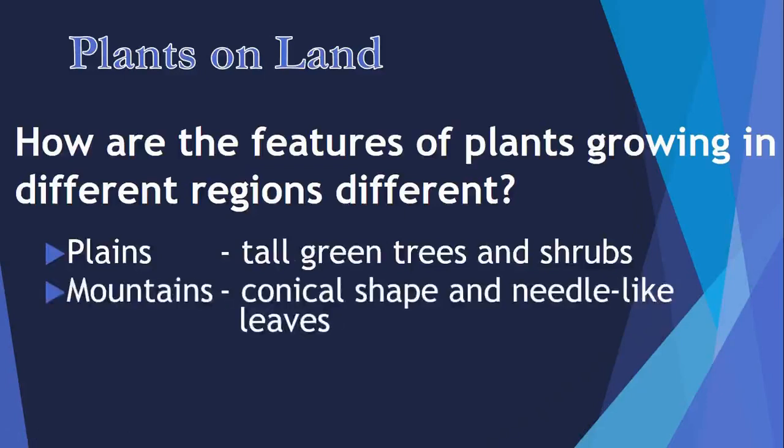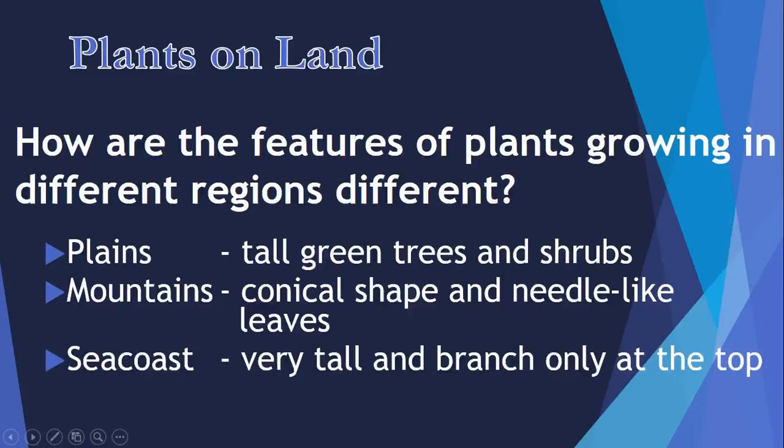Trees on mountains have a conical shape and small or needle-like leaves, while trees in plains usually have a round shape and broad green leaves. The trees in a conical shape that have needle-shaped leaves and do not have flowers are called conifers. Trees on the seacoast are very tall and branch only at the top.